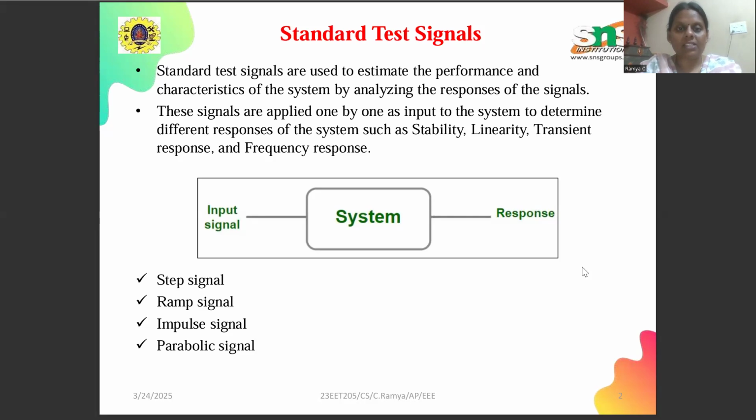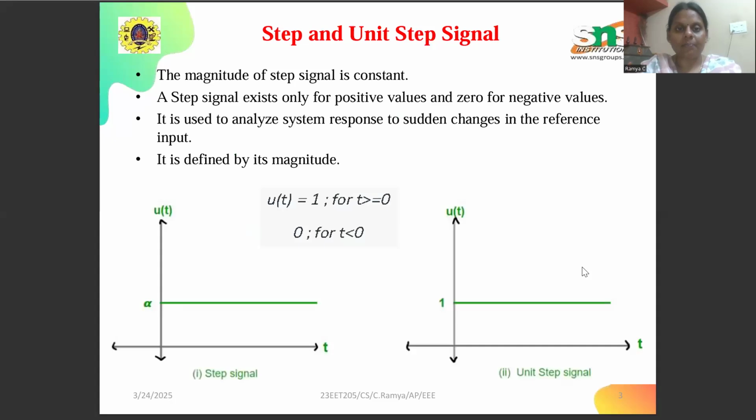The four basic standard test signals we are going to discuss today in this video are step signal, ramp signal, impulse signal, and parabolic signal. Step and unit step signals. Let me explain first about the step signal.